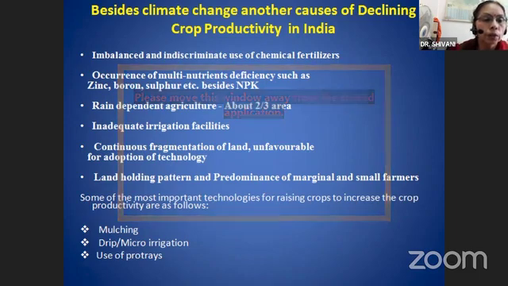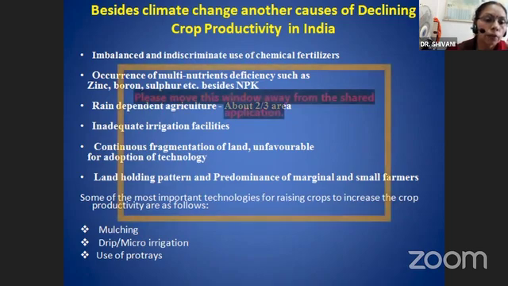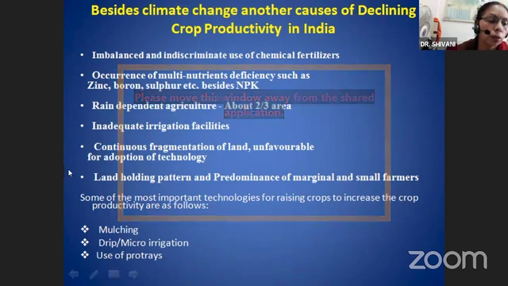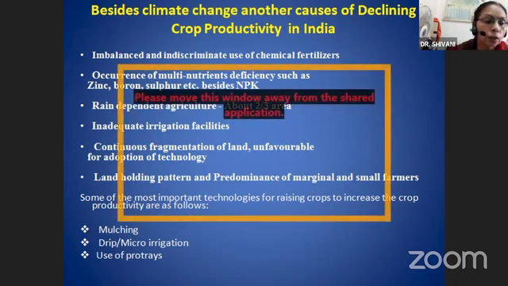Then multi-nutrient deficiency is also occurring. Then rain dependent agriculture: about two-third area of our country is rain dependent, and due to this also there is a heavy loss of crop production. Then inadequate irrigation facilities, continuous fragmentation of land, which is very unfavorable for adoption of modern technologies, because there are so many machines and equipments which we cannot use in these small land holdings. Then land holding pattern and predominance of marginal and small farmers is also one of the biggest issues due to which crop productivity is declining.